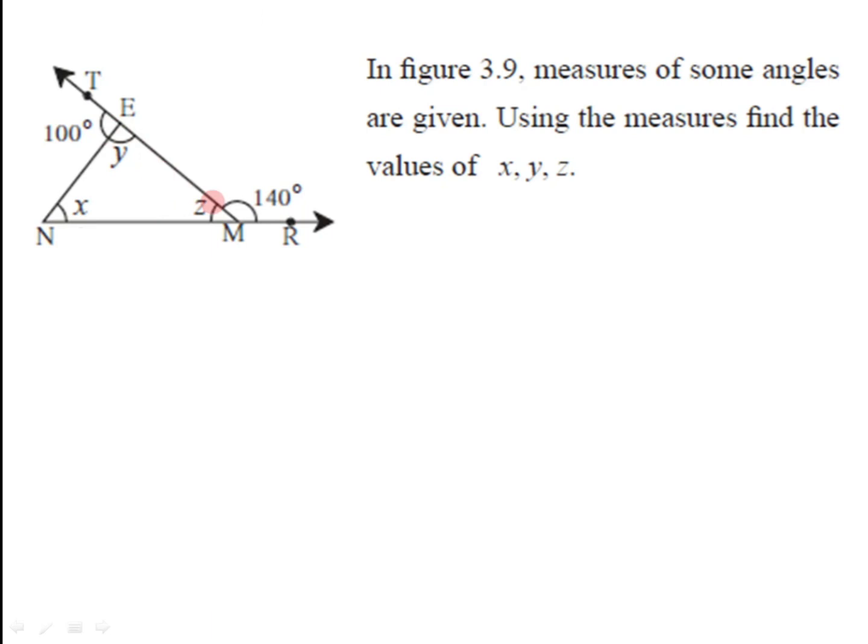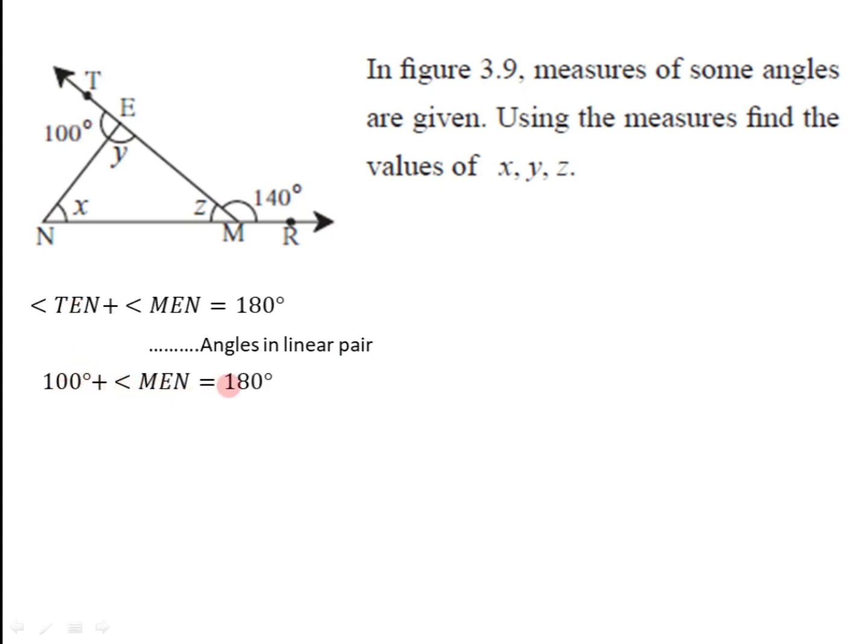I will start with the given. As we can see in the diagram, angle TEN and angle NEM are angles in a linear pair. So their sum must be 180 degrees. That's why angle TEN plus angle MEN is equal to 180 degrees. Now angle TEN is given as 100 degrees. So we replace: 100 degrees plus angle MEN is equal to 180 degrees. If we take 100 degrees to the right hand side, it will become minus. We get angle MEN is equal to 180 degrees minus 100 degrees, that is, angle MEN is equal to 80 degrees.